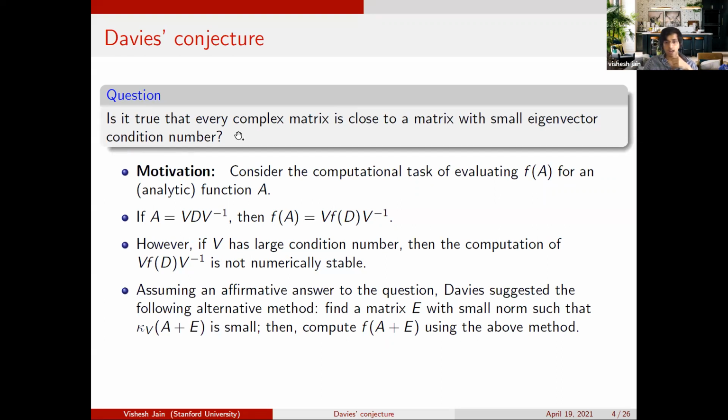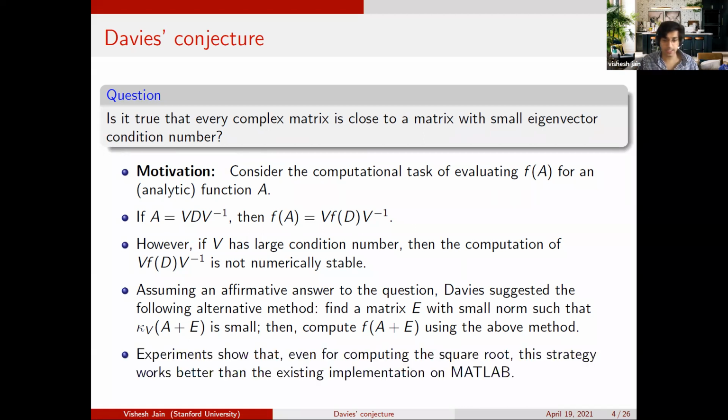So what Davies said is, assuming that the answer to this question here in the box is true, here is what I'm going to do. If every matrix is close to a matrix with small eigenvector condition number, then I'm just going to perturb the matrix. I'm going to move to this nearby matrix A plus E, which has small eigenvector condition number. Then I do exactly the same thing, but now I'm computing V prime times F of D prime times V prime inverse, where V prime D prime V prime inverse is the diagonalization of A plus E. And now this is fine, because the condition number of the matrix V prime is small enough. So this is a numerically stable computation, right?